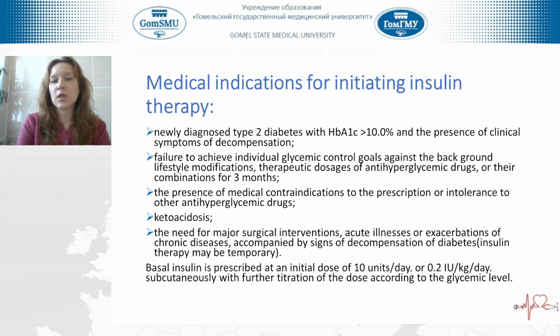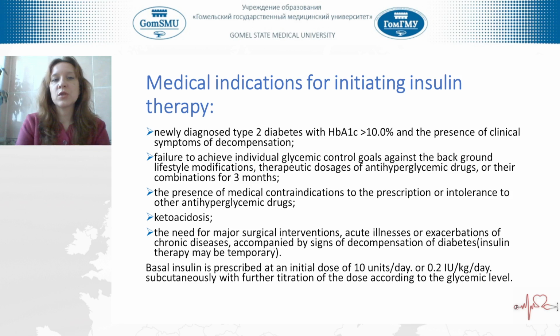Newly diagnosed type 2 diabetes with glycated hemoglobin more than 10. This is an indication for initial insulin therapy. Now, talking about indications for initial insulin therapy. Very high glycated hemoglobin, more than 10, and the presence of clinical symptoms of decompensation. This is the first and the main indication for insulin therapy.